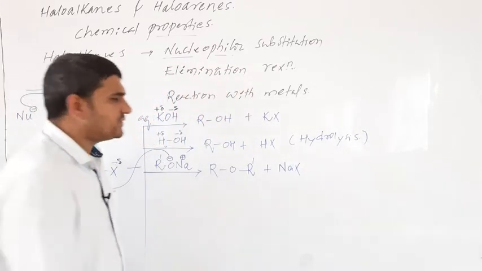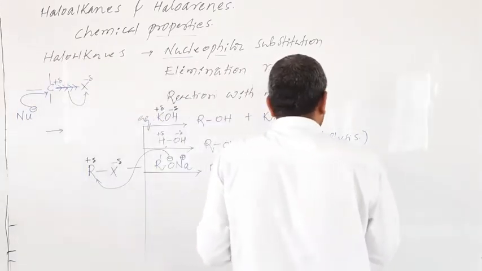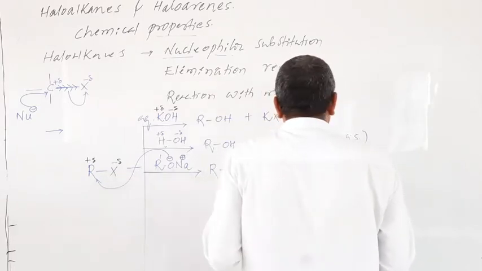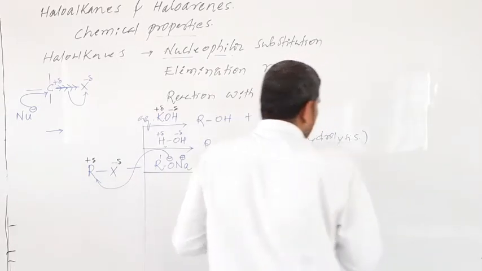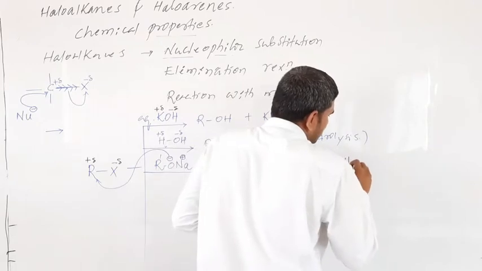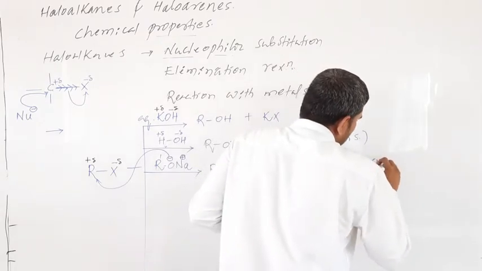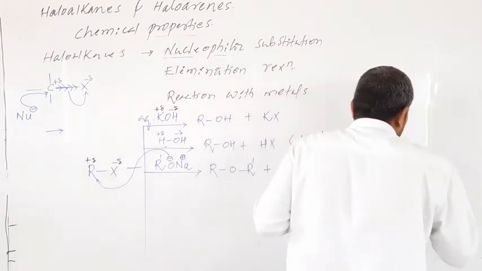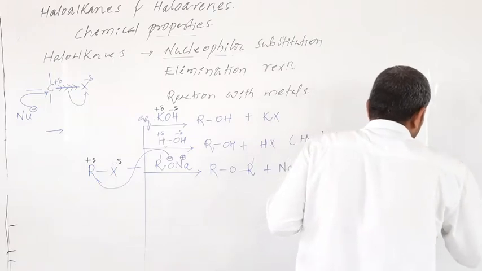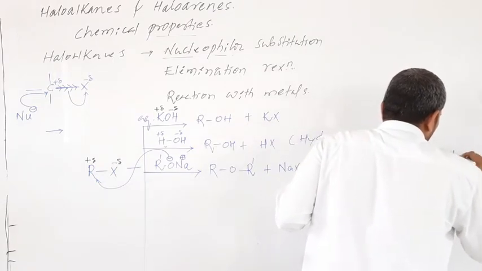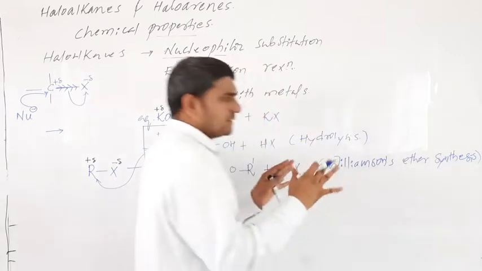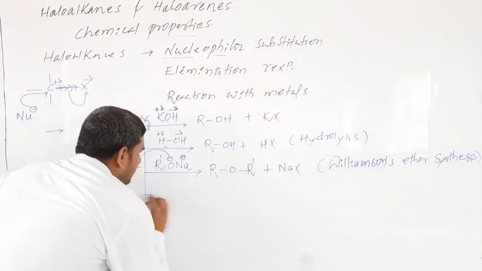Over here ether is formed. This method of preparation of ether by using haloalkane is known as Williamson's ether synthesis. What is this? Williamson's ether synthesis.